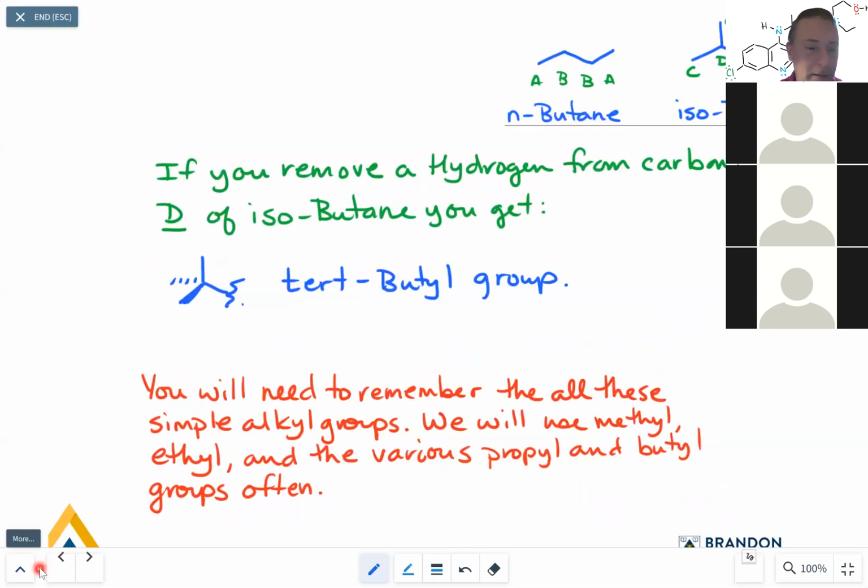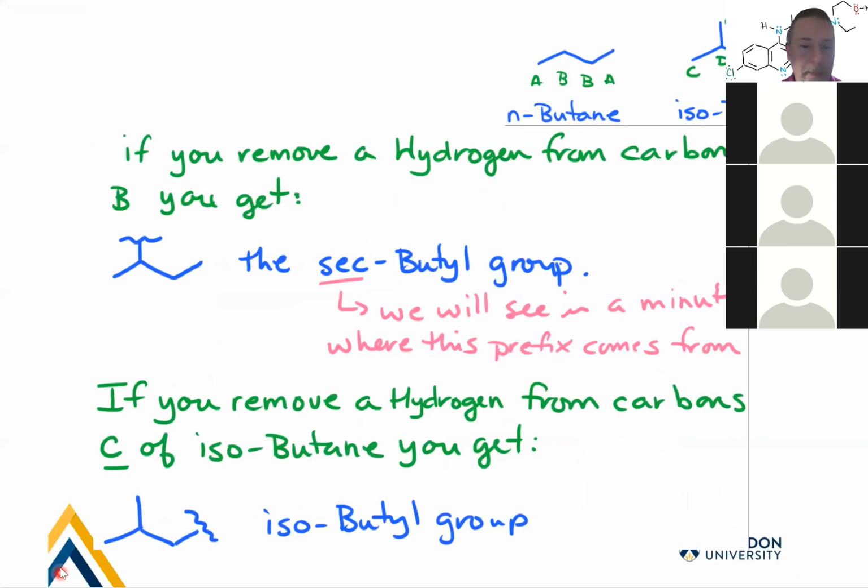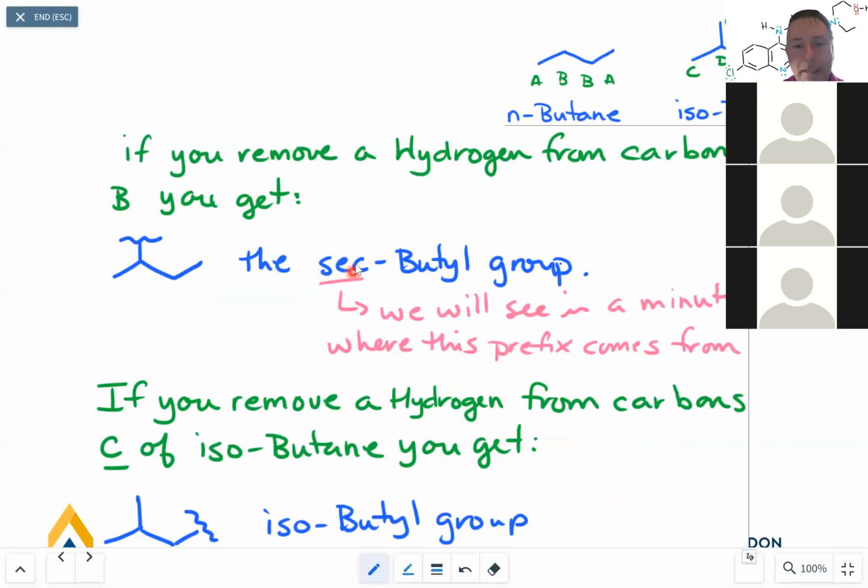All right, now let's see here. So this is a sec-butyl group because it's bonded to a secondary carbon here. Now, if we take the isobutane and we remove a proton from one of the three carbons at the end, you get this crazy looking one here. And this is called the isobutyl group.